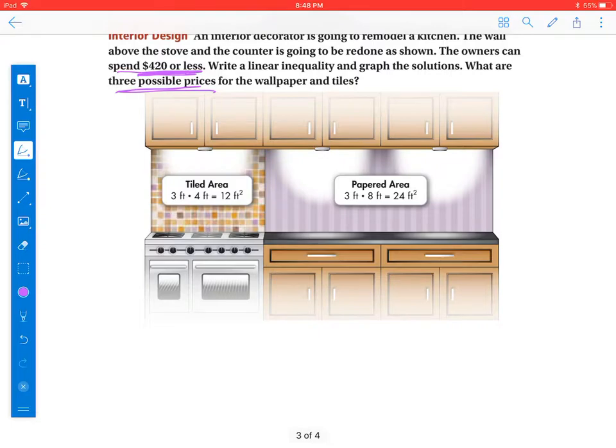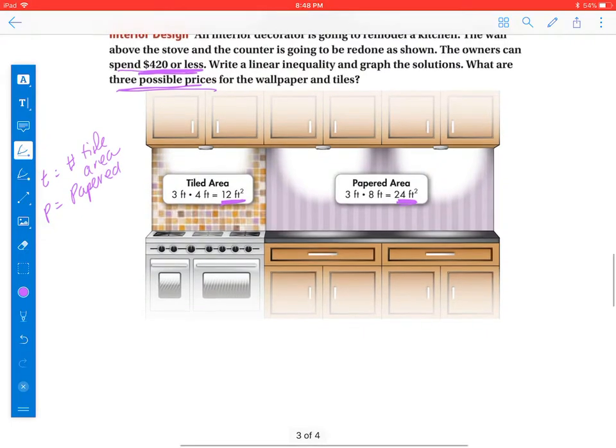Now, it's important that we underline our key facts. We've been given 24 feet and 12 feet. That 24 feet, the paper and the tile, those are our 2 variables. So our variable t is tile, or the number of tiled area. And then our p is the papered area.